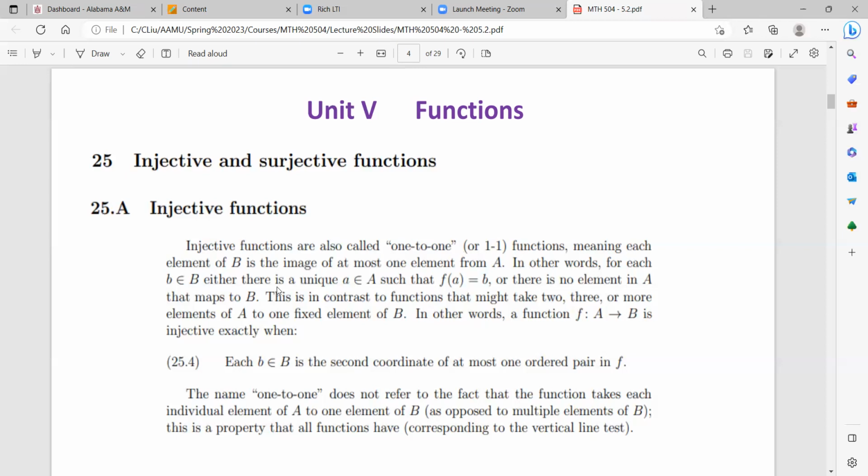So in other words, for each b in the codomain B, either there is a unique element a in A such that f of a equals b, or there's no element in A that maps to b. That means you may have the situation that some elements in the codomain cannot be obtained from the mapping on the domain. All right.